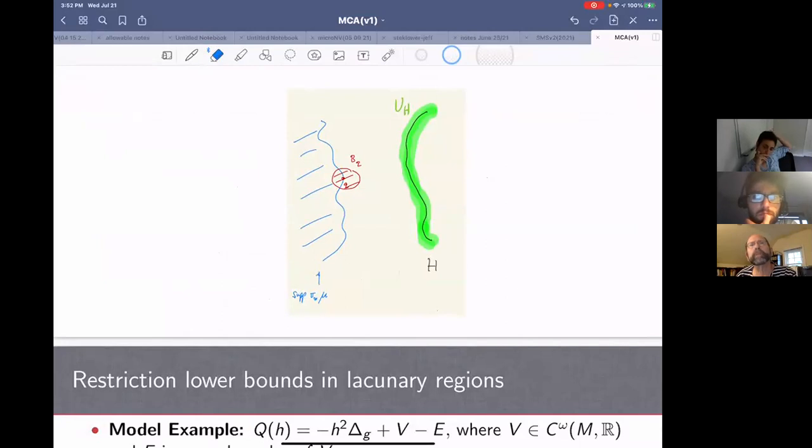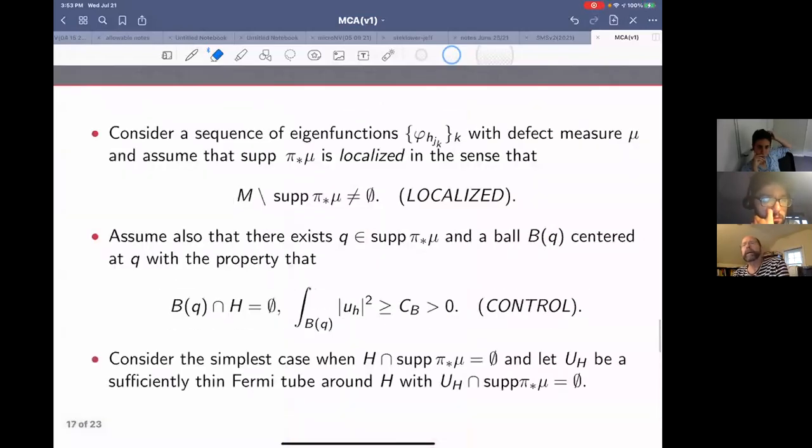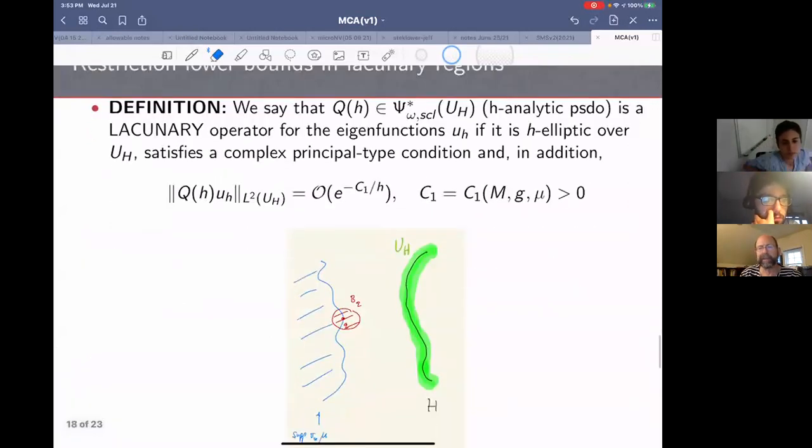So this is all motivated by the Schrodinger case, in particular forbidden regions in the Schrodinger case, which we discussed in earlier work, but is much more general than that. It's nothing to do with Schrodinger operators, really. It applies, for example, in quantum completely integrable situations, in arbitrary dimension where you need not have a Schrodinger operator, and even other examples as well. So we make these two assumptions, localization and control, and then we need what we'll call a lacunary operator.